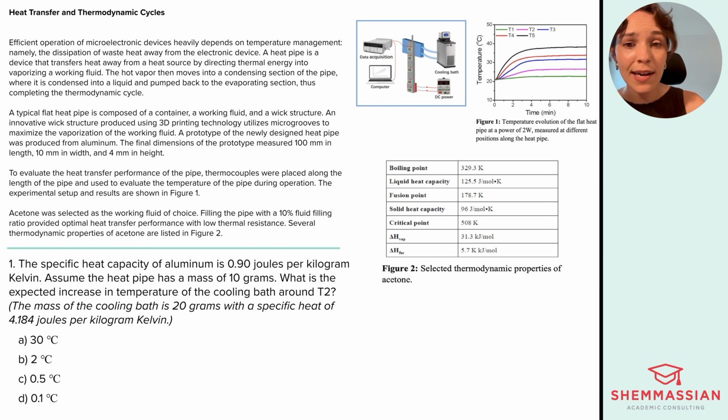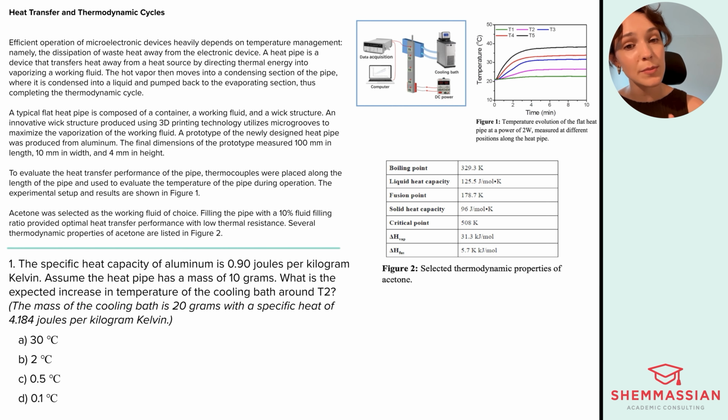So what's going on here is heat transfer. And we know that because, for one thing, they're talking about the increase in temperature of something that is not aluminum. So we have two different subject matters. We have the cooling bath, and then we have the heat pipe, which is composed of aluminum. So in this question, the heat pipe and the cooling bath can be considered a closed system in which no heat is lost to the outside.